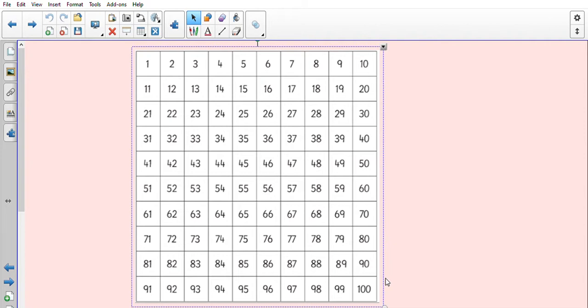Fantastic counting. Really impressive. And then let's have a go at counting in ones from 1 to 30. We haven't done ones for a little while. We're going to count all the way from number 1 up to 30.